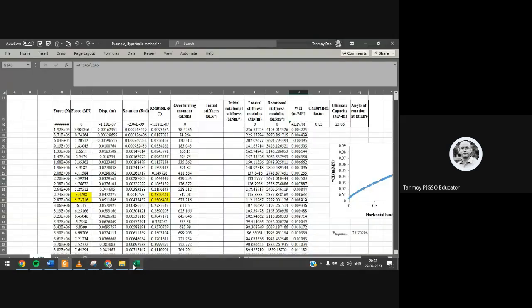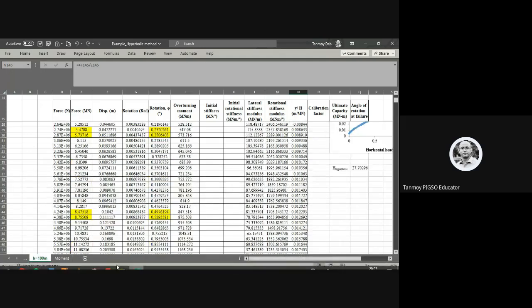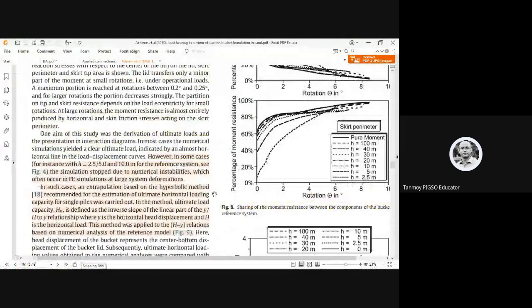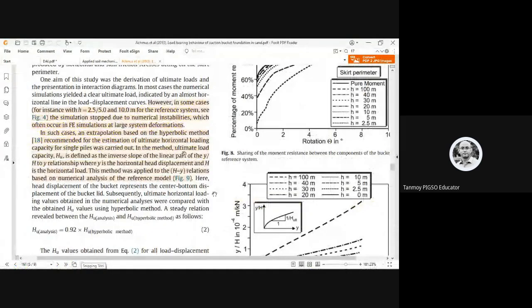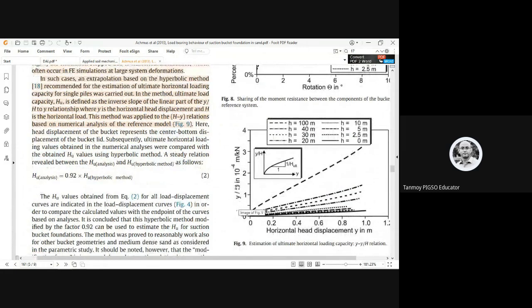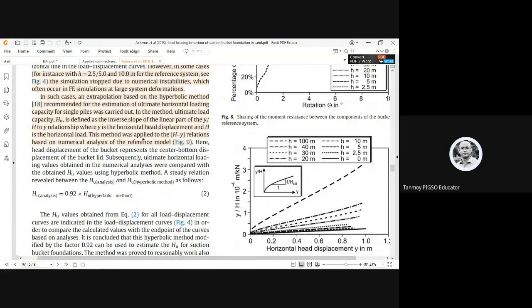So what I did is I used the hyperbolic method. What the hyperbolic method tells is that the ultimate load capacity is defined as the inverse slope of the linear part of y divided by H to y, where H is the horizontal load, and y is the displacement in that direction. So in the y direction, it is the ratio of y by H to y that will give you a capacity.